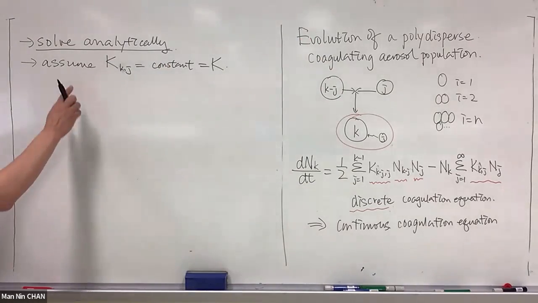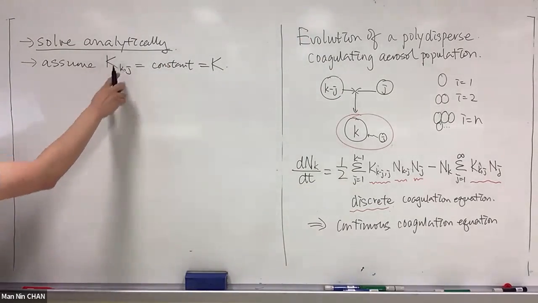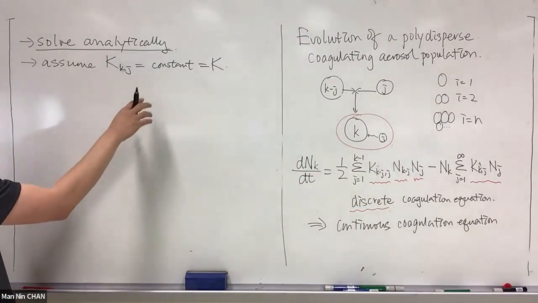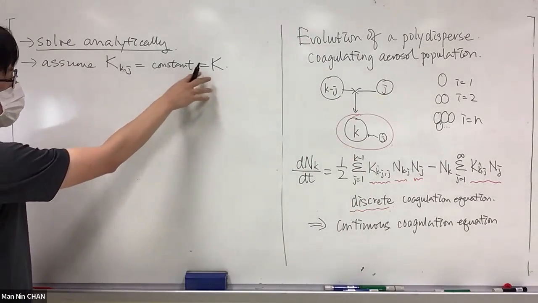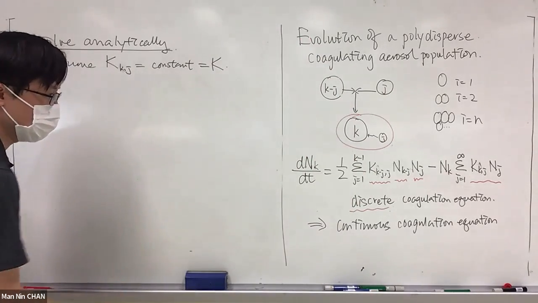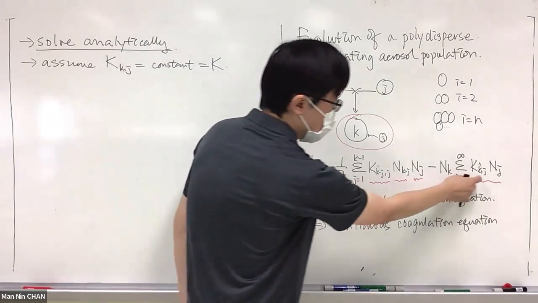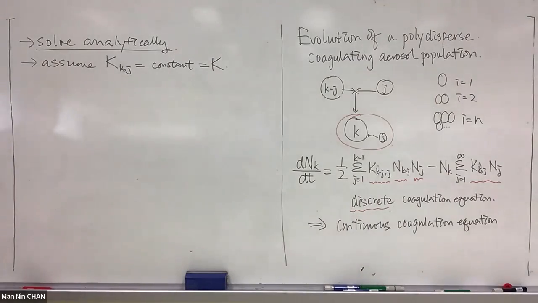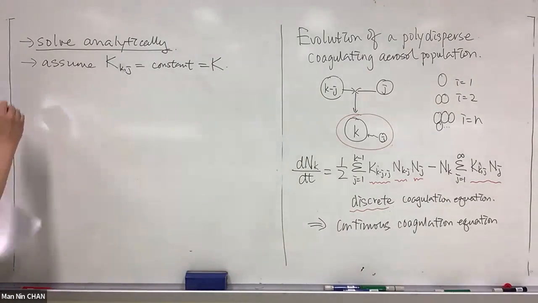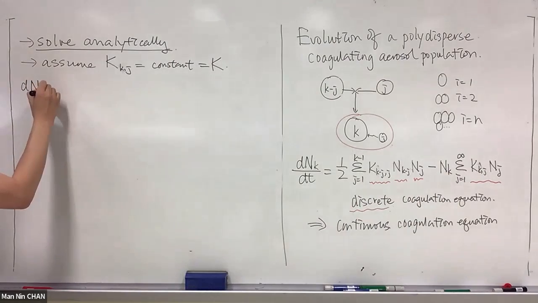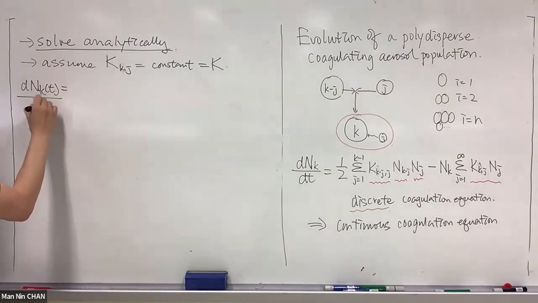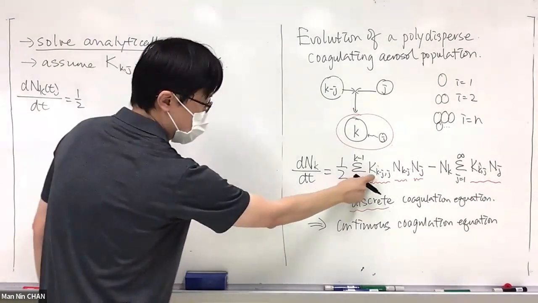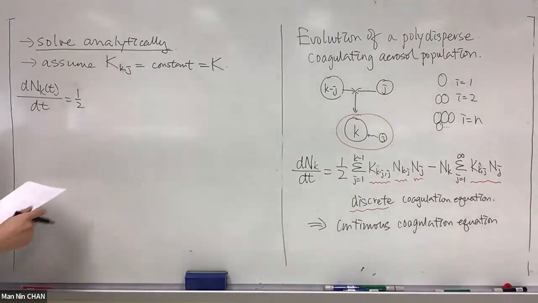So let's say if you stay with me and assume this coagulation coefficient does not depend on the size of the two particles, and it's always equal to a K value. That means this is just a constant, right? So now you know that if this is a constant, you can take this out. You can just take this constant out.